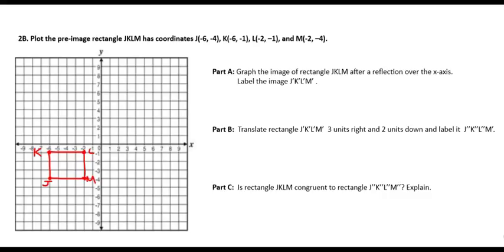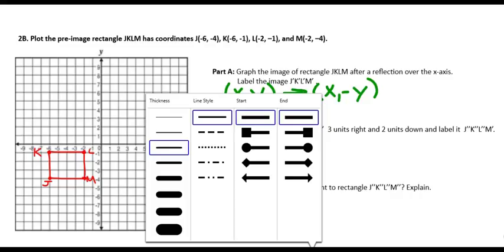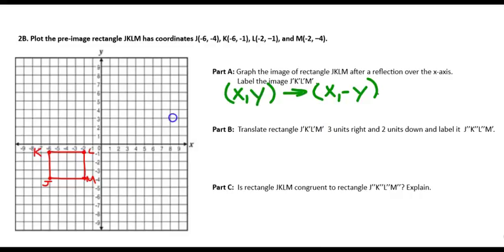So part B says plot the preimage rectangle JKLM with the following coordinates, and I did that already. Then it says graph the image of the rectangle JKLM after a reflection over the x-axis. So on this one, we're going to write a rule. For the reflection, x, y, a reflection over the x-axis is a change in the y. So x comma negative y is the reflection of that point. So we're going to apply that to all the points.